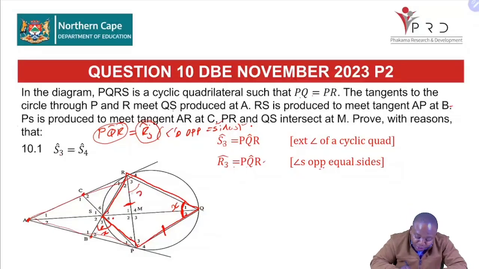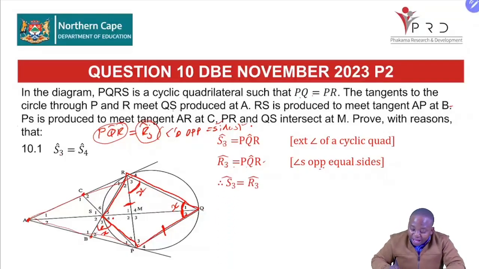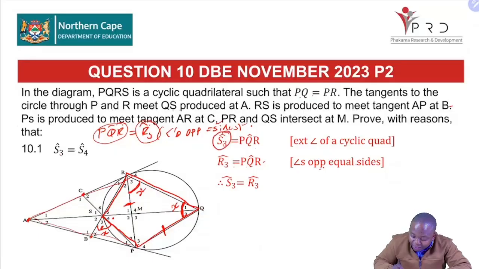So those two are also equal. So I can call that X and X. Now, as I proceed, what do I see? I can see that, because both of them are equal to PQR, S3 now equals R3. So both of these are now equal. So if those two are equal, I see there's a chart here.